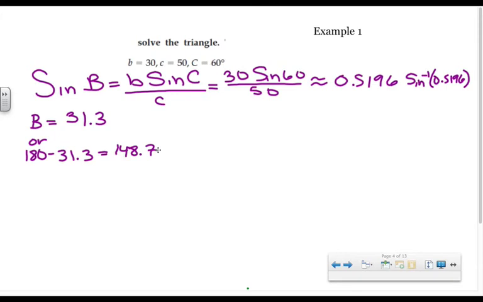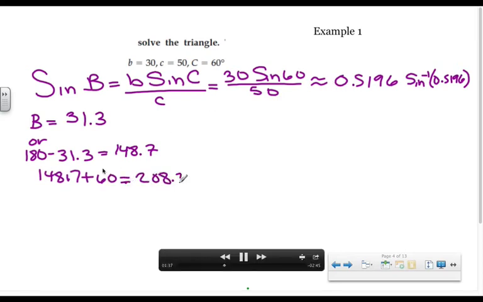Then I'm going to see, is this really a possibility? So I'm going to go 148.7 plus 60 equals 208.7. And the 60 right here came from this angle that I already have. Now, you know that angles, when they add up together, all three angles have to be 180. And this one I only have two, and it's more than 200. So this is not possible. So I only have one solution. Once I've determined that I only have one solution, I can go ahead and continue with that. If it's possible that I have two, I actually have to do all the work for both solutions.